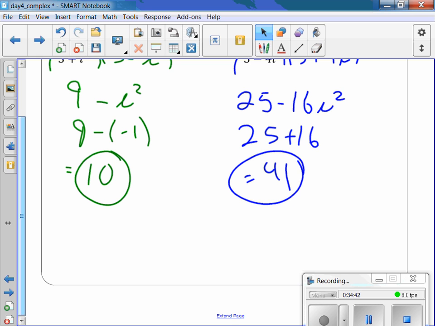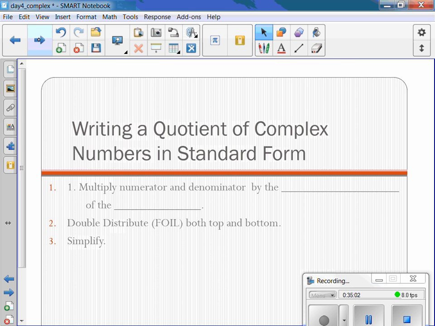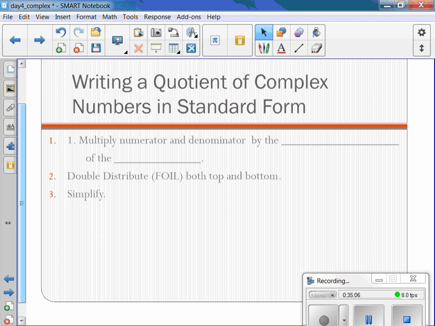The only thing is, when you're doing quotients, when you're doing fractions, you don't want to have your a plus bi complex number in the denominator. So when we're writing a quotient of a complex number in standard form, we need to somehow get rid of that complex number in the denominator and make it into a real number. So how do you get rid of a complex number? Multiply by its complex conjugate. So multiply numerator and denominator by the complex conjugate of what? Numerator or denominator? Denominator, because that's the one we want to get rid of, right?